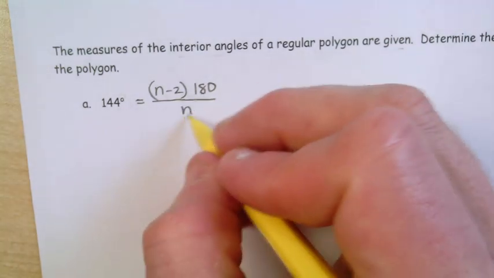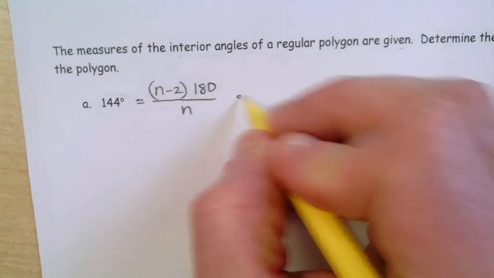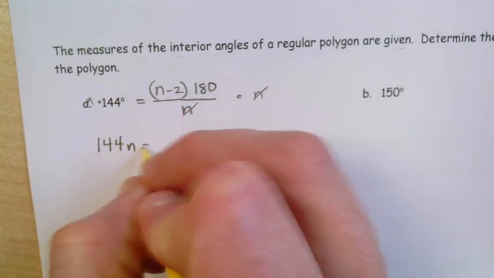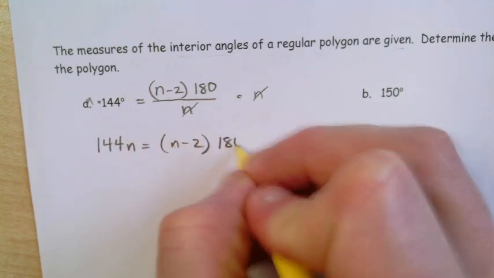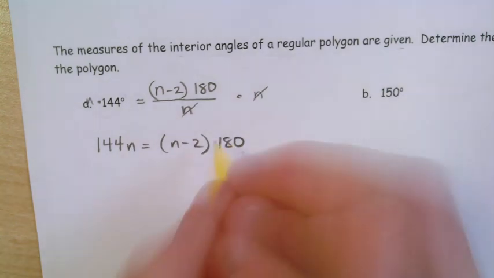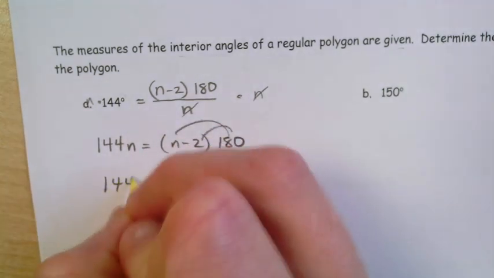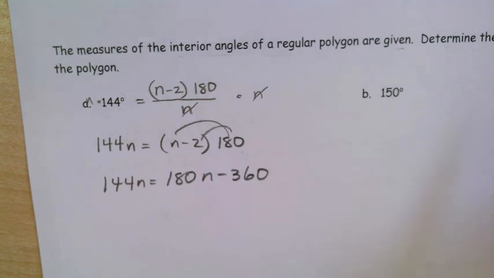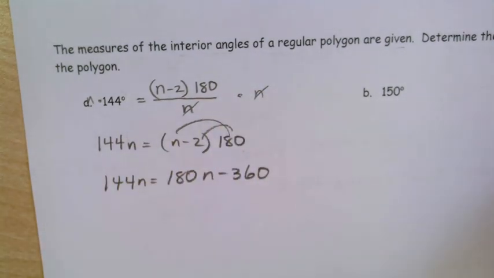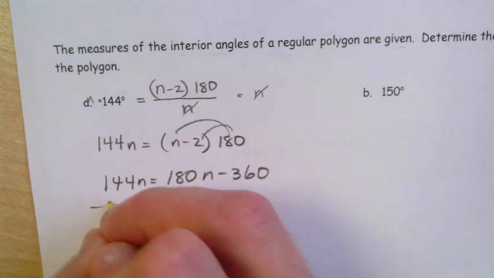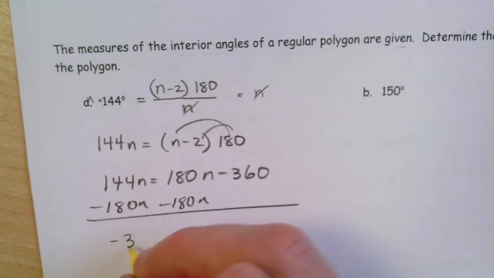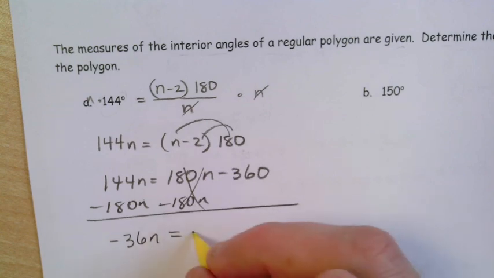Well, right now everything is divided by n. So I would multiply both sides by n, which gets rid of that n, and that leaves us with 144n equals (n minus 2) times 180. Now, if I distribute that 180 into the parentheses, you end up with 180n minus 360. After we undid that division, everything else is just basic algebra that we've worked on so far. So I would subtract the 180n from both sides. What does that give us? Negative 36n is equal to negative 360.